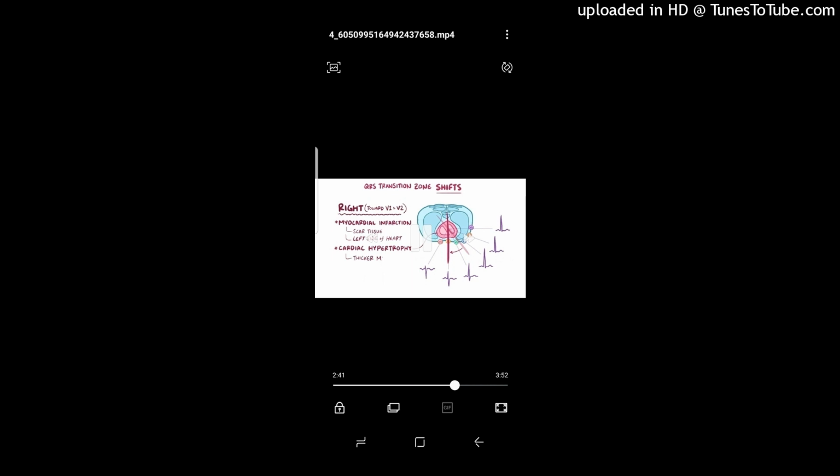Now, there are lots of things to look for when reading an ECG, and one of them includes figuring out if part of the heart has undergone hypertrophy or enlargement.